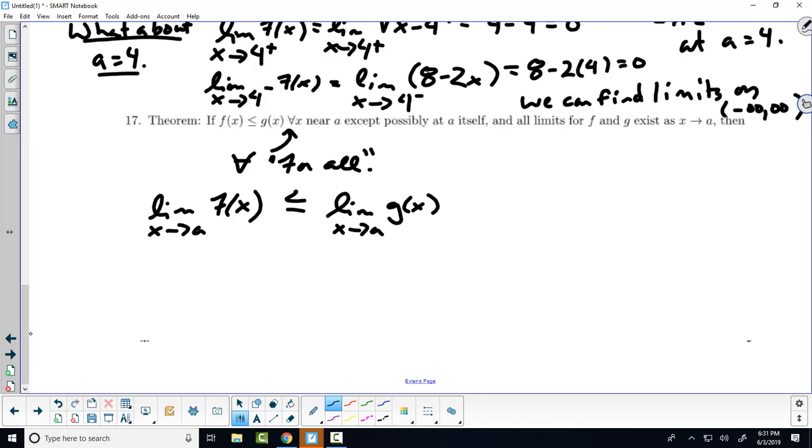By the way, we did assume that the limits all existed. This isn't a real important theorem. I'm not gonna hold you accountable for this, but we need it for the next one.